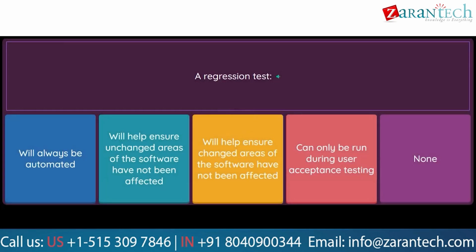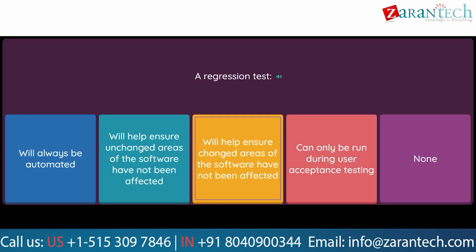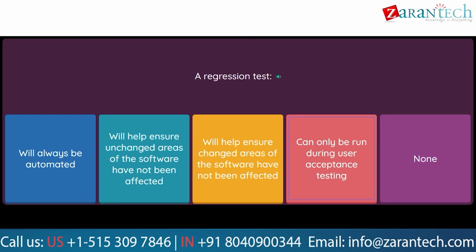Question, a regression test. Option 1 will always be automated. Option 2 will help ensure unchanged areas of the software have not been affected. Option 3 will help ensure changed areas of the software have not been affected. Option 4 can only be run during user acceptance testing. Option 5 none.